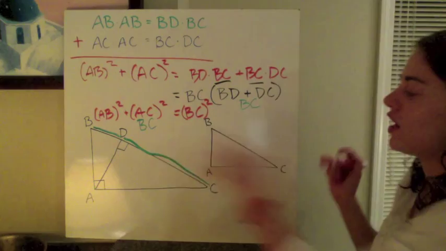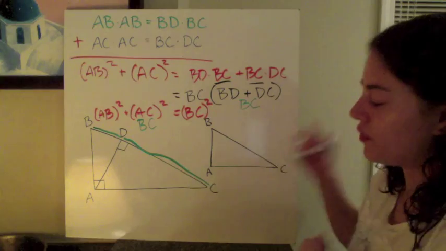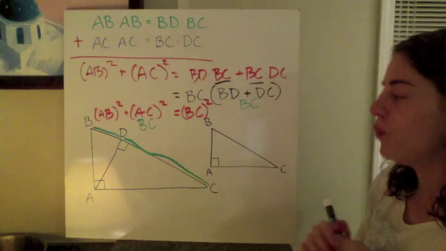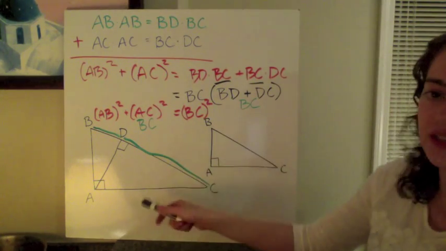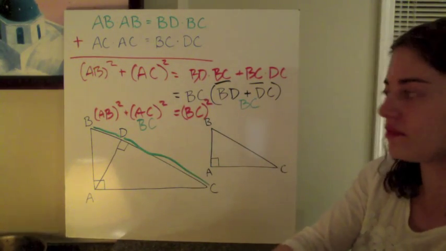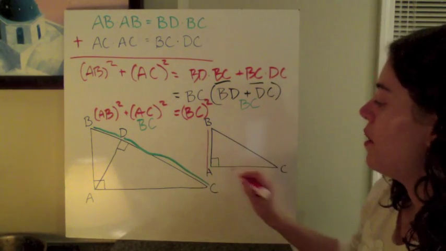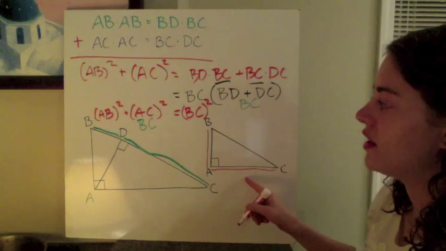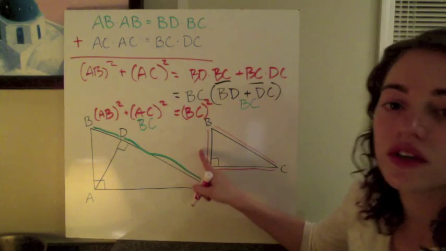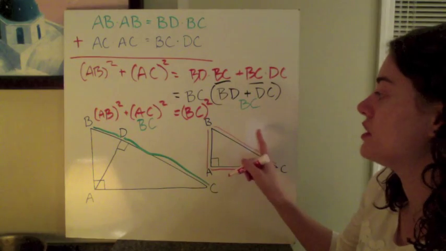Now, let's take a look. I've erased the altitude, leaving the right angle, so that it's very clear that now we're just looking at a right triangle with the same letters in the same place as our original figure. And what this is saying is AB, this length here, AB squared plus AC squared is equal to BC squared. One leg squared plus the other leg squared is equal to BC squared.